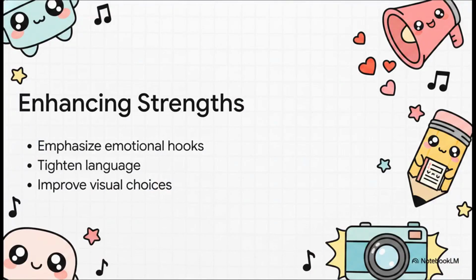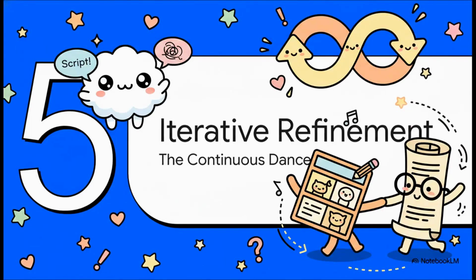And hey, remember, iteration isn't solely about fixing problems. It's also about identifying what people love and turning the volume way, way up. If your circle says, wow, I love the relationship between the grandmother and child, that is your emotional hook. Amplify it. Tighten your language for those pivotal lines, and swap out any dull visual choices for striking, memorable ones. Build on your strengths. Finally, we hit Section 5, the iterative refinement loop, the continuous dance.